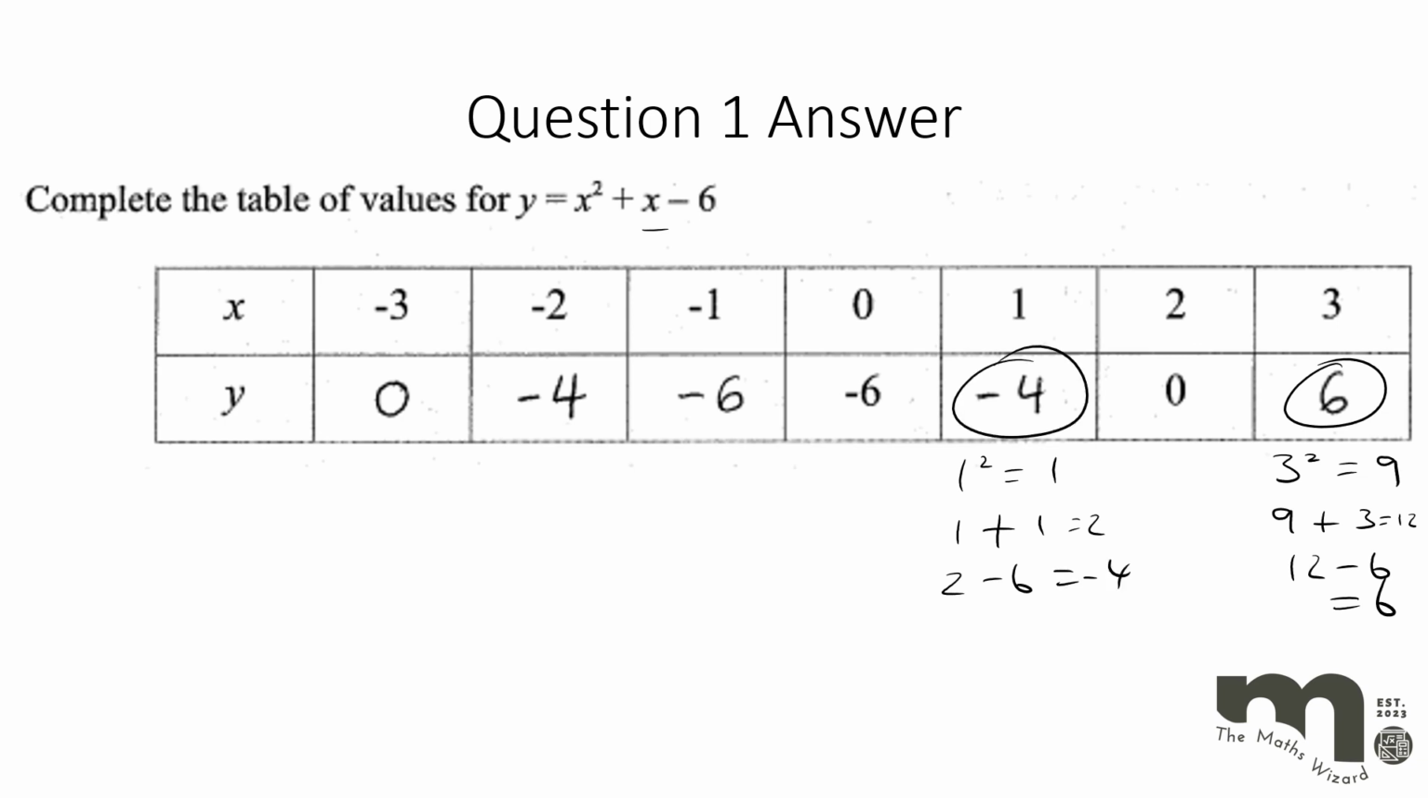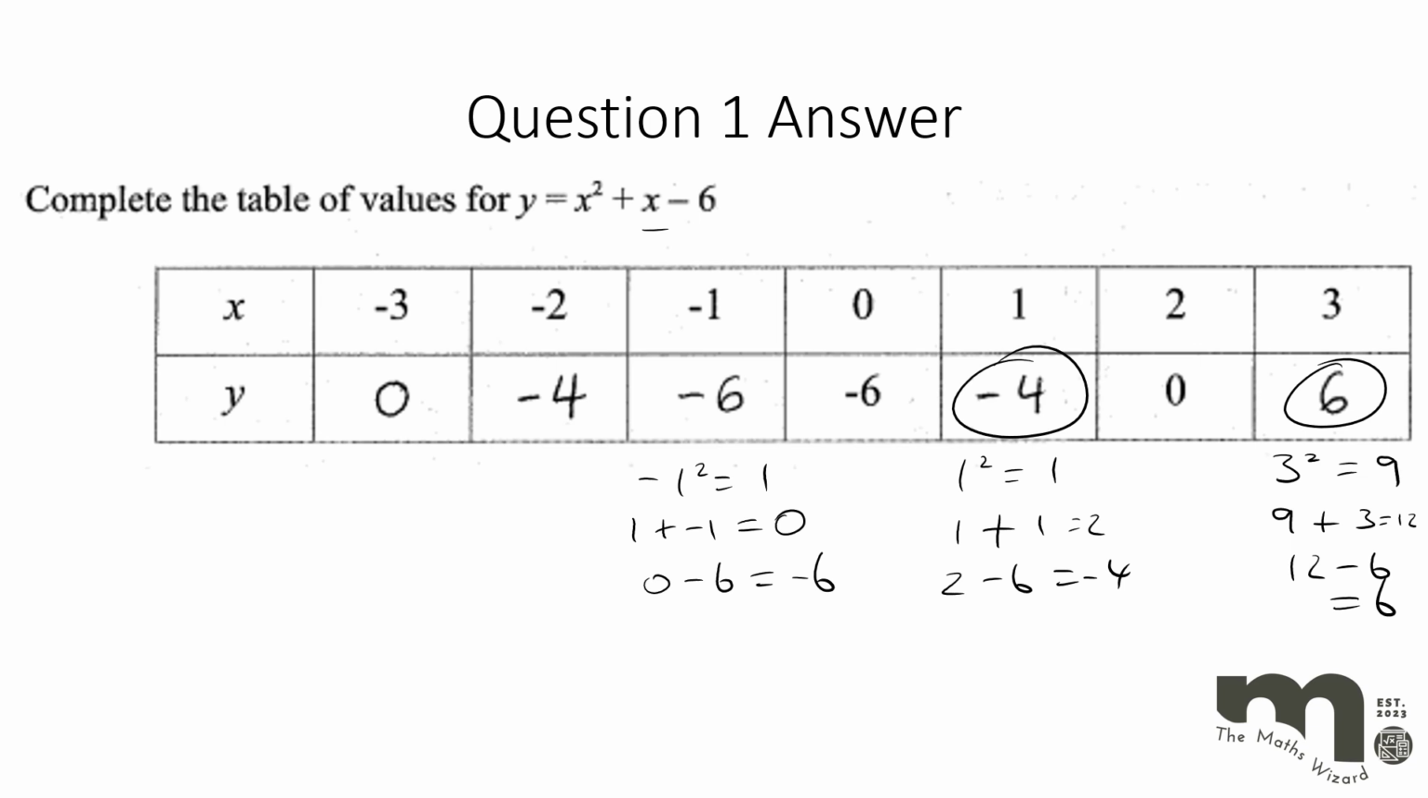If we have a look at minus 1 then, minus 1 squared is 1. And then we've got to do 1 add minus 1. So just remember on that first bit, whenever you square a negative it becomes a positive. On your second bit here, whenever you add a negative it becomes a subtraction. So that becomes 0, and then 0 take away 6 gives you minus 6.